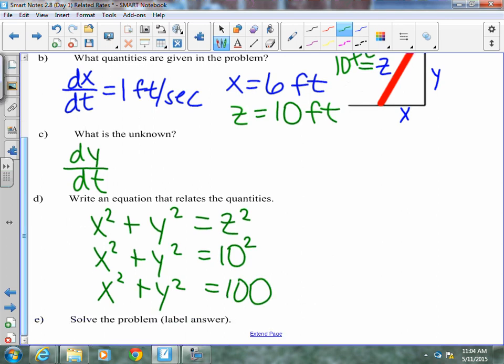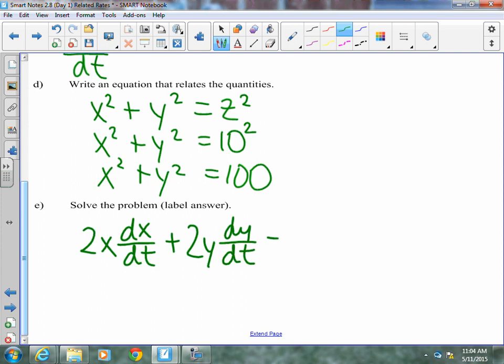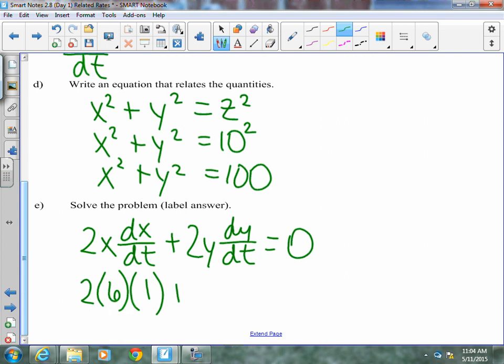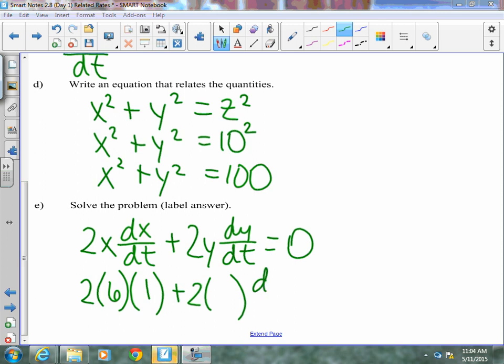Now, from here, we need to derive 2x dx/dt plus 2y dy/dt will equal 0. Now, at this point, we need to plug in what we know. We know the 2, we know x is 6, we know dx/dt is 1, I believe. Yes. We don't know y. We're trying to find dy/dt.